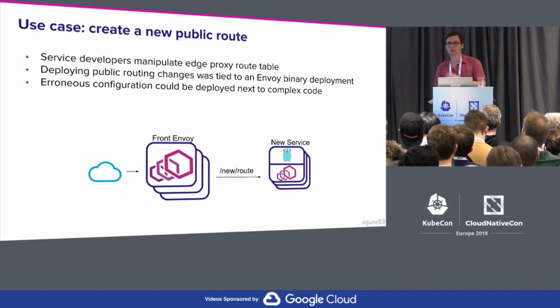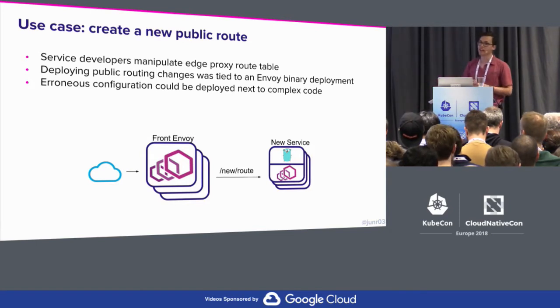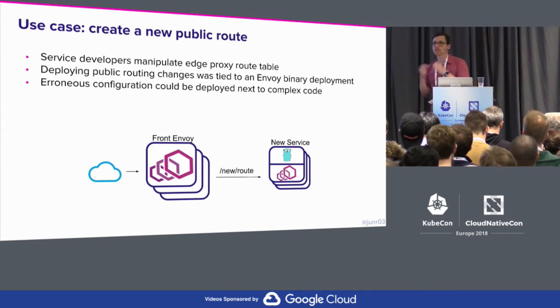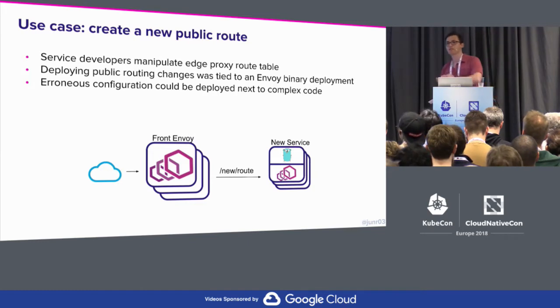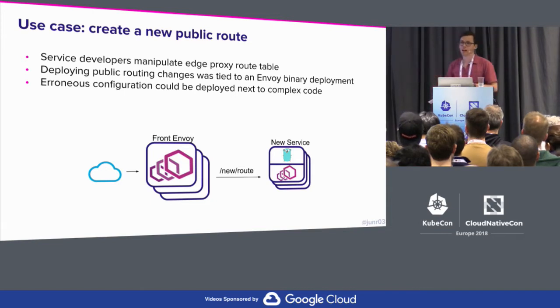So let's frame this in a use case. I'm a service developer. I'm creating a new service at Lyft, and I want some internet traffic to get into my service. In this previous system, what I would do is go into this giant JSON file I'm talking about, add a new route, then ask someone in the networking team to approve my route, and then have the networking team deploy that configuration out with binary deployment.